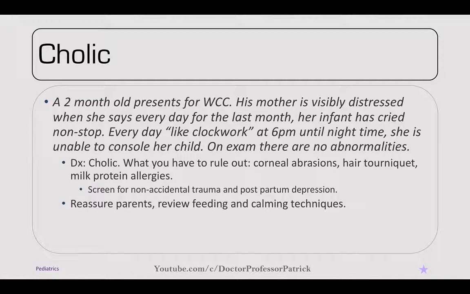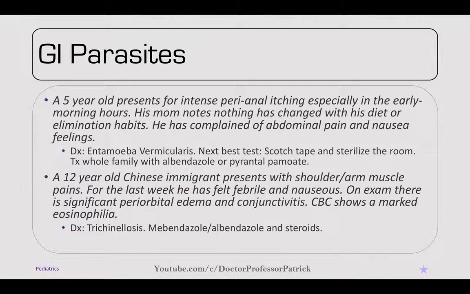On exam, there are no abnormalities, so the diagnosis would be colic here, and you have to rule out any corneal abrasions, hair tourniquets, or milk protein allergies, any organic causes of a child's discomfort, and you want to screen for non-accidental trauma and postpartum depression. This increases in newborns with colic. You want to reassure the parents and review the feeding and calming techniques, but this usually self-resolves over time.